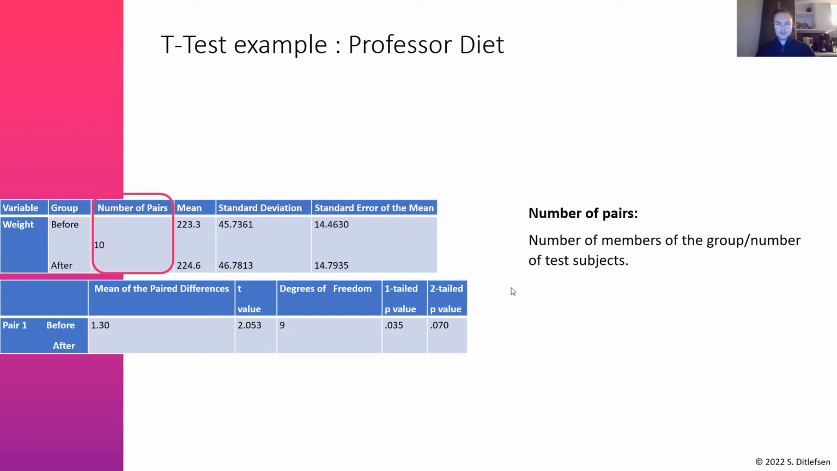Number of pairs: the number of members of the group, the number of test subjects. Number of pairs, the first number, 10, is the number of people that we investigated.